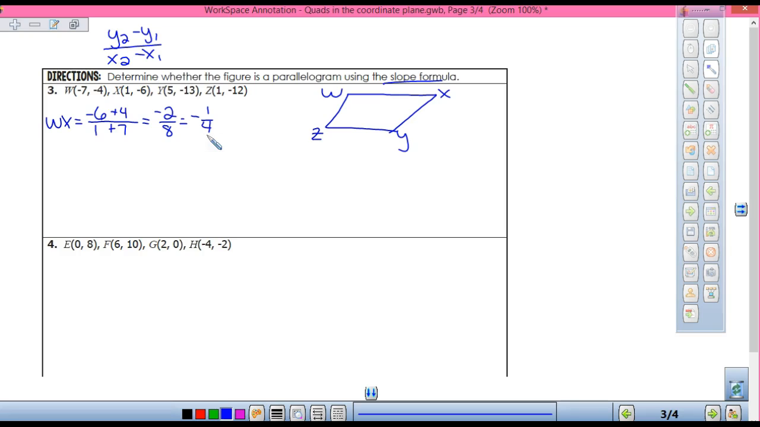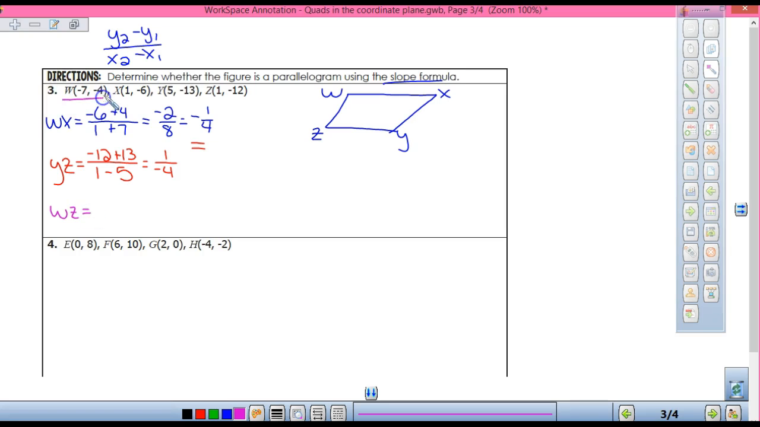And WX has to be equal to who? YZ. Oh, yep. So YZ equals 12 plus 13 over 1 minus 5. So on top I have over, are they the same? So we're good with those two. Okay, who else has to be congruent? Okay, so let's go WZ.